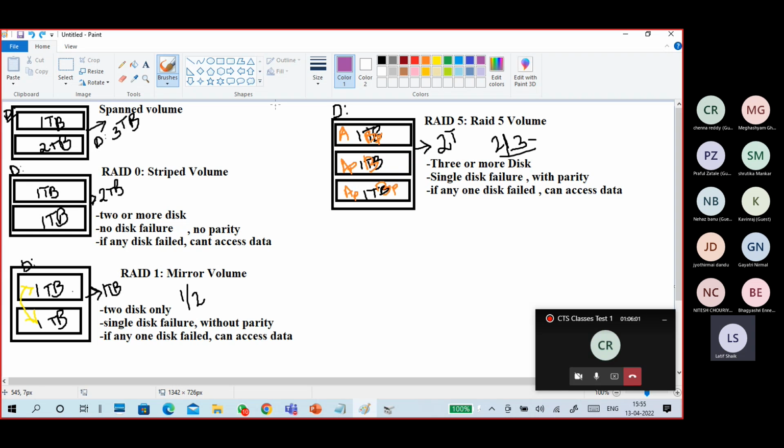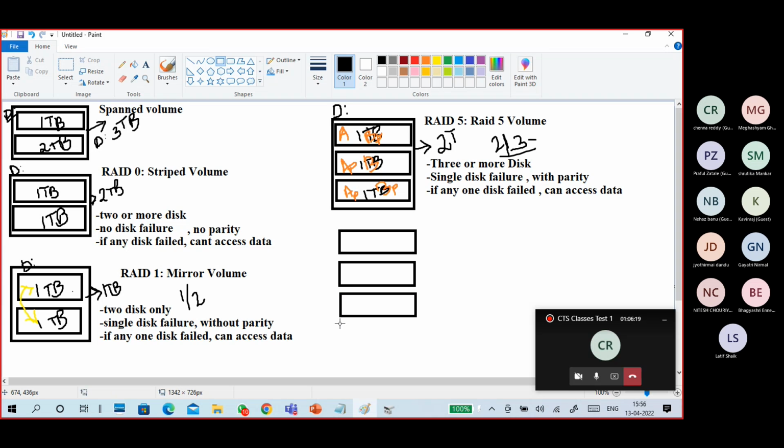Guys, do you understand or are you confused? RAID 5. Understand, sir. Okay. The last one I'm trying to say here is RAID 6.